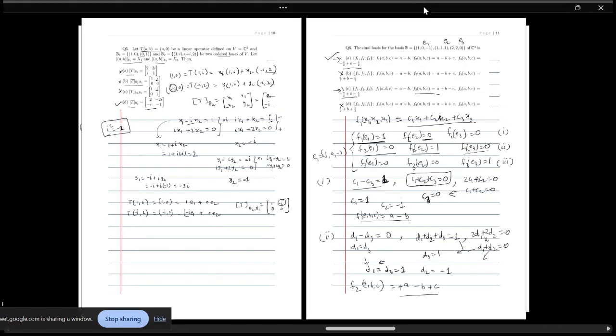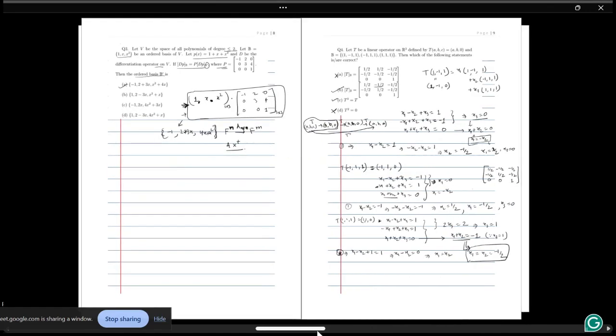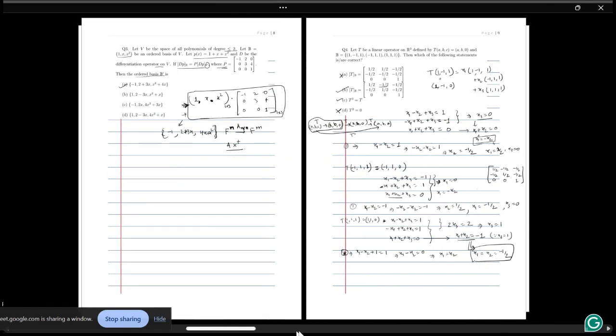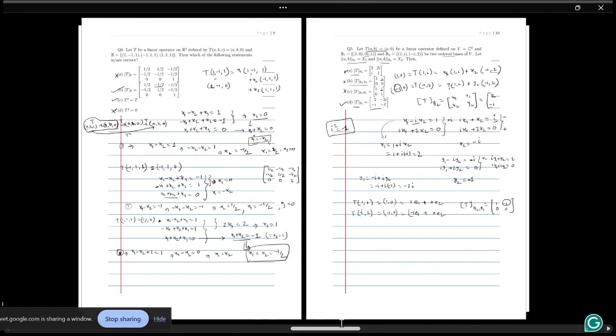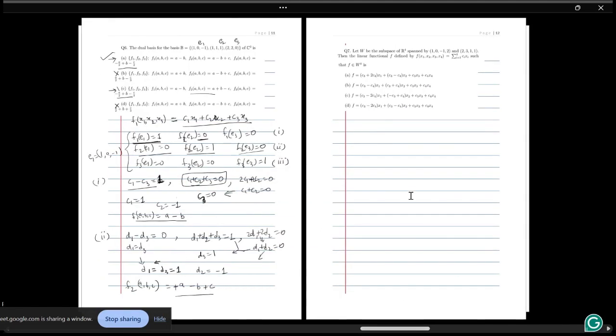Okay, make a double click on the page, sir. One minute, my screen is totally jammed. Okay, this is now horizontal, working horizontally. Okay. Question 5, question 6, we are in question 7.